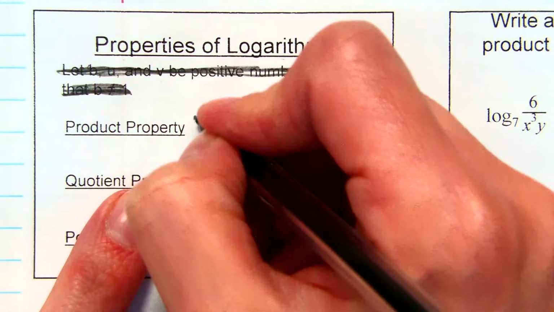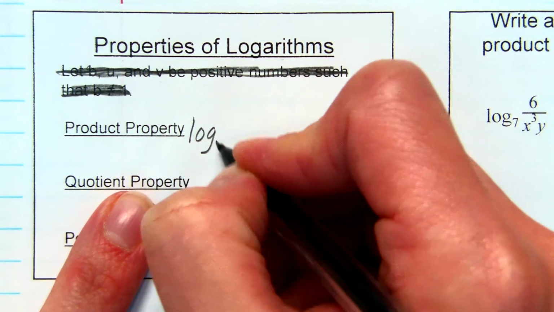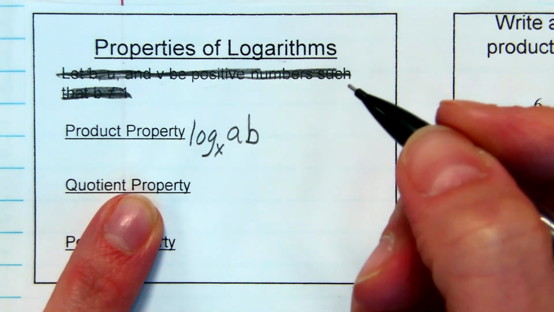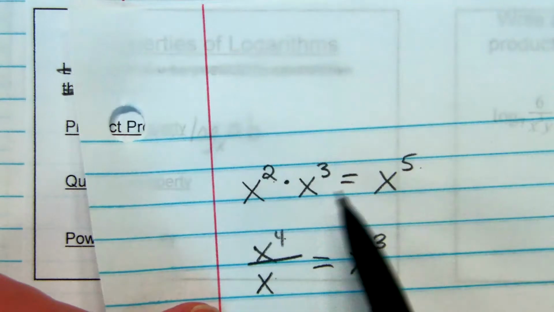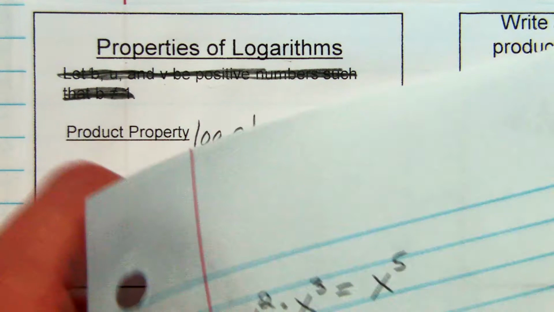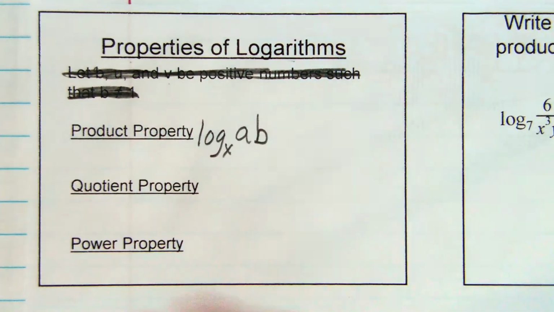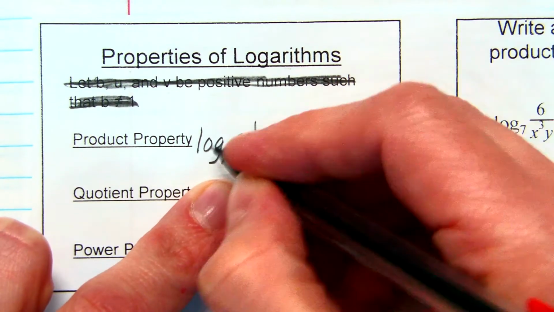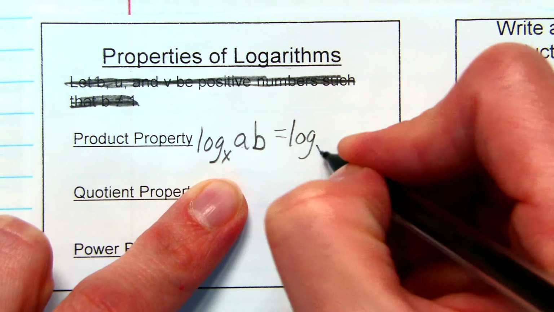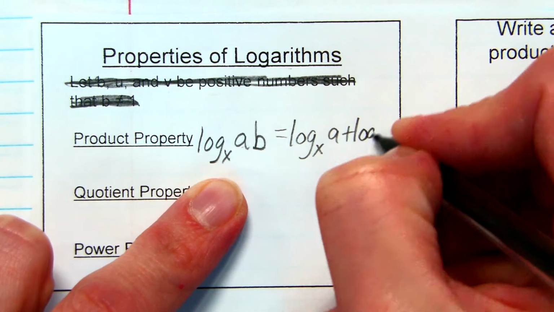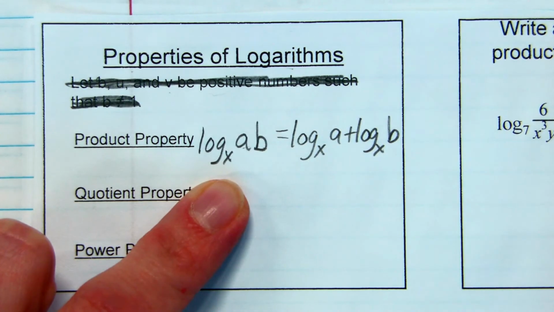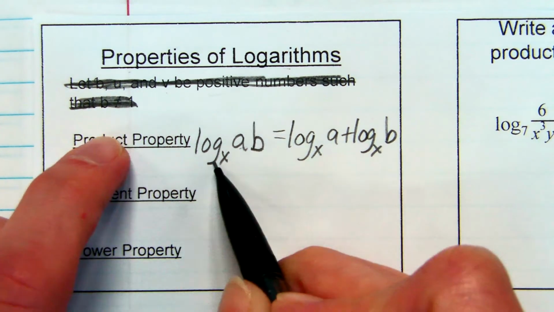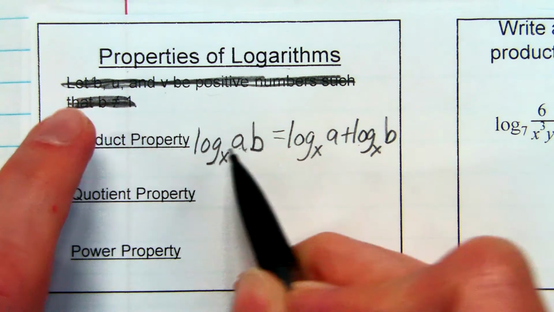If I have the logarithm base x of a times b, we're multiplying, and we ended up adding. So we're going to go backwards and make this into an addition problem. I could break this into two logs: log base x of a plus log base x of b. Normally we don't want to break them apart as much as we want to put them together. So normally we'd be going from this to this, but we're going to practice both today.